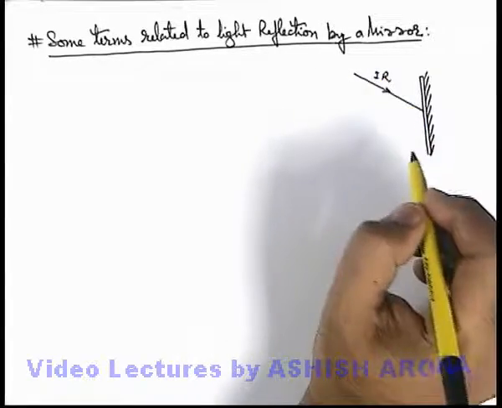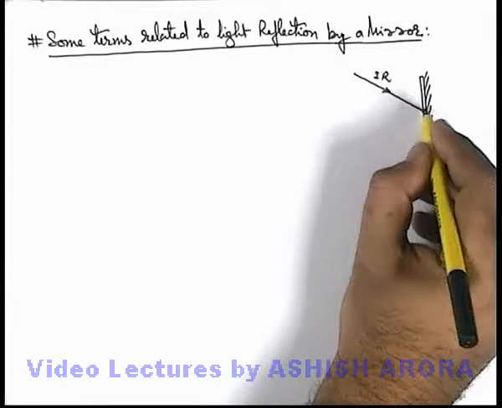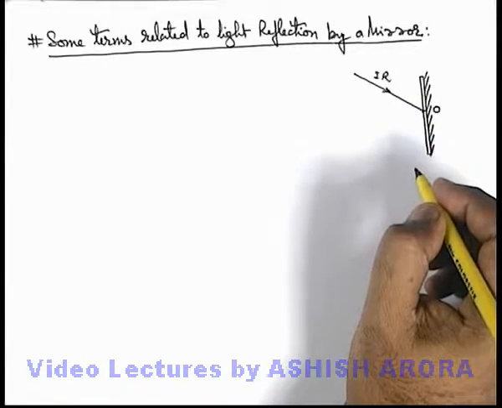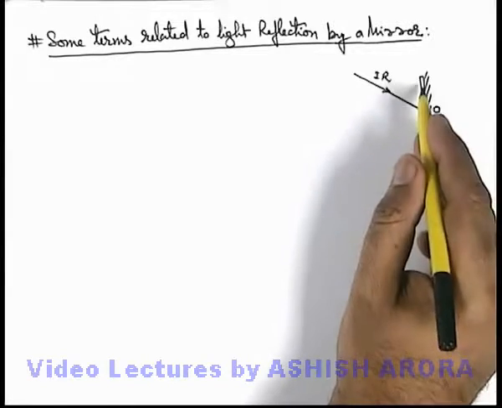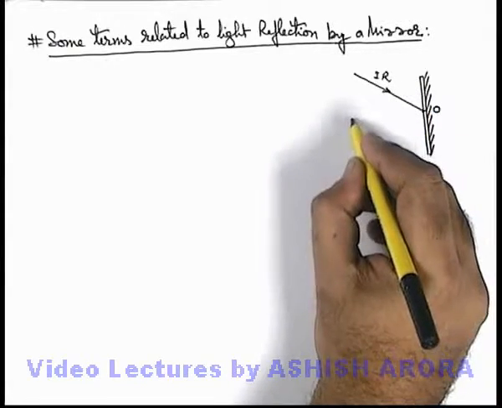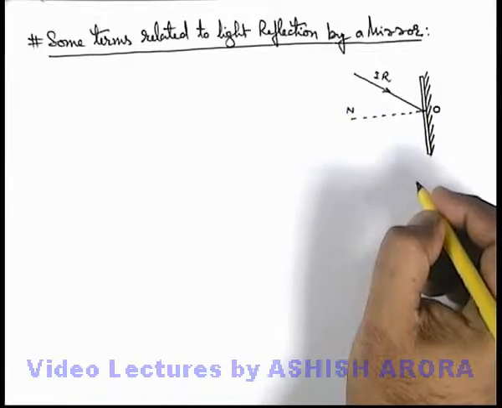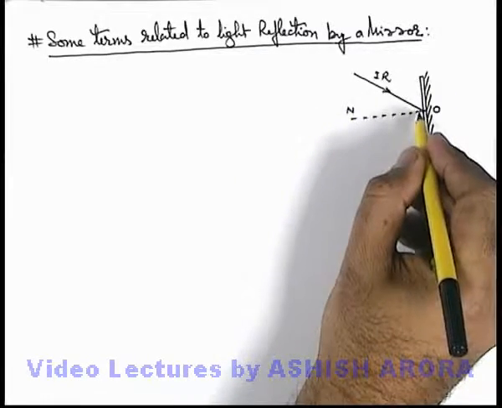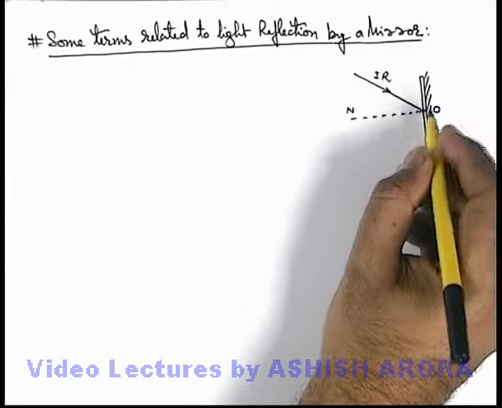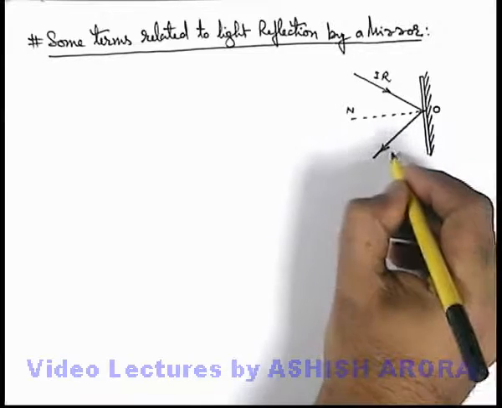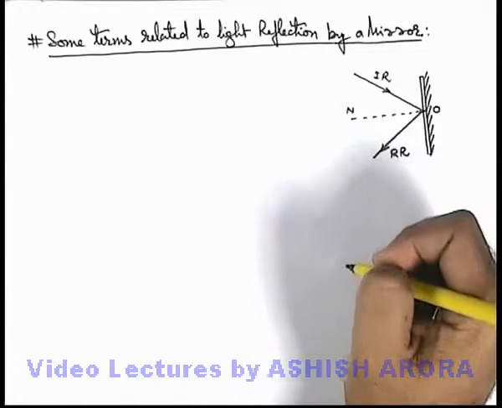The point where the incident ray falls, we name as point O, which is called the point of incidence. At the point of incidence, if we draw a line perpendicular to the mirror, this is termed the normal N. And from this normal, at the point of incidence, the light ray is reflected in some other direction, which is called RR, or the reflected ray.